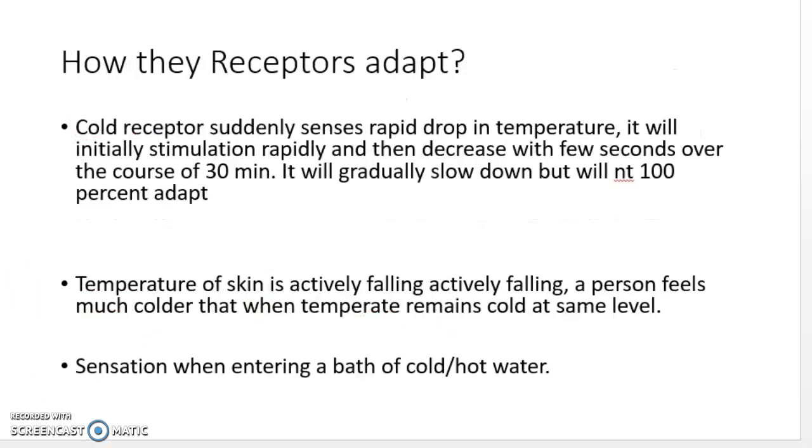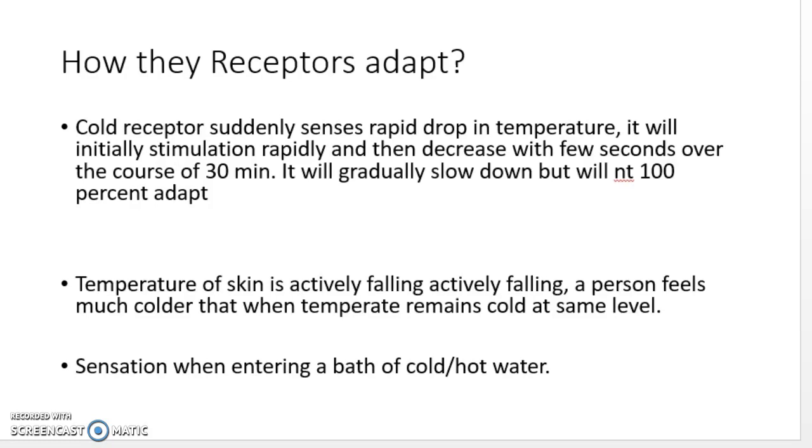Let me just do a recap, guys. How do they adapt? That is going to be very simple to answer. They never adapt 100%. What occurs is that when there is the initial stimulus, there's a rapid change in temperature, but then eventually there's a decrease in that change. Within a few seconds there is a decrease, and over a period of 30 minutes there's going to be a gradual slowdown, but there's never 100% adaptation.